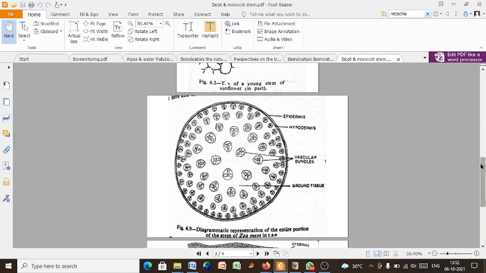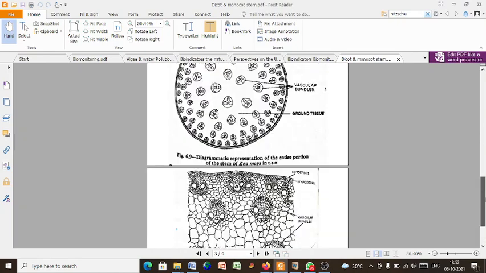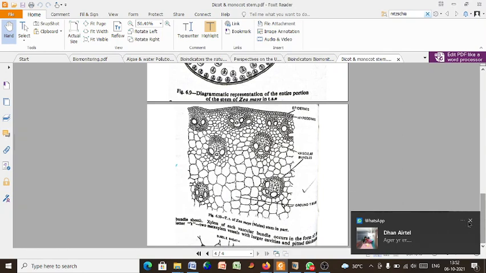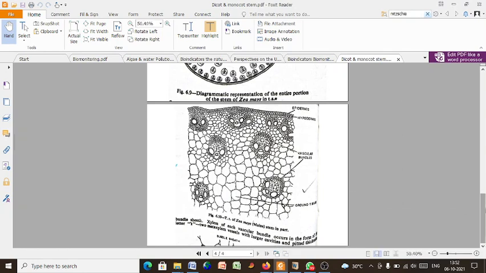So, after the diagrammatic view, we can follow the actual image of a transverse section. These are the vascular bundles, epidermis, hypodermis. The vascular bundles are scattered and they are not arranged in a ring like the dicotyledonous one, and the cambium is completely absent.